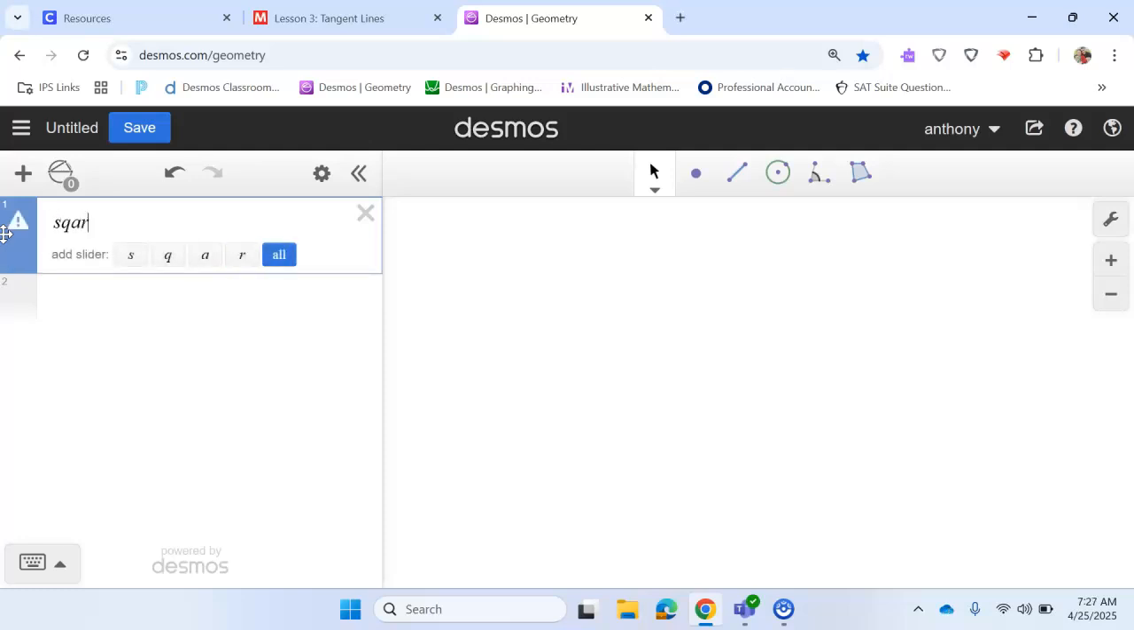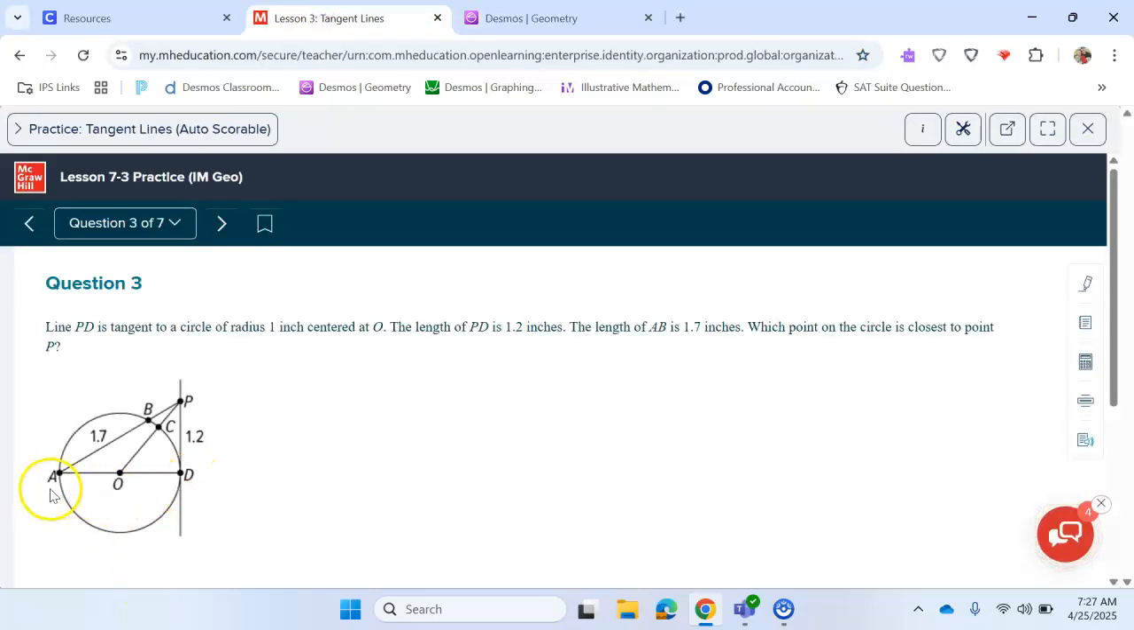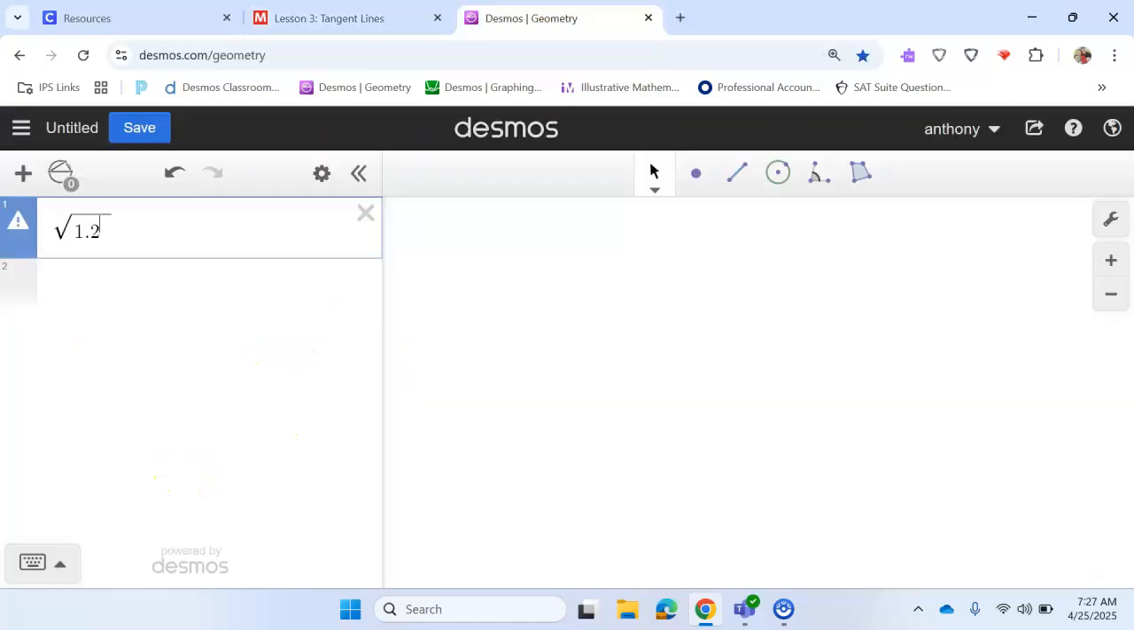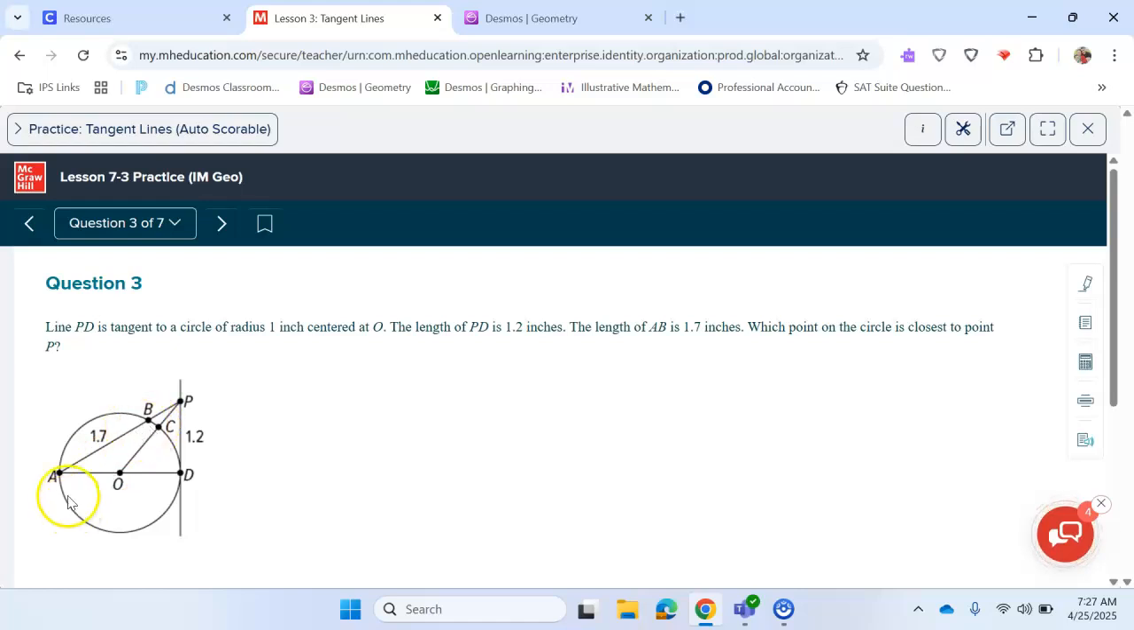To find side C, you have to take the square root of 1.2 squared, and then the long leg would be the diameter of this circle, AD, and if the radius is 1, the diameter is 2. And we would take the square root of that, obviously, and we are going to subtract 1.7, the chord AB.